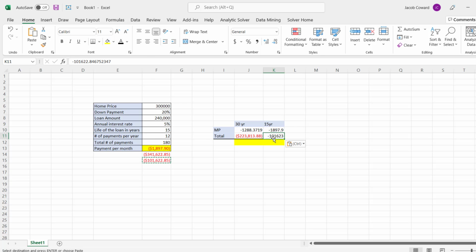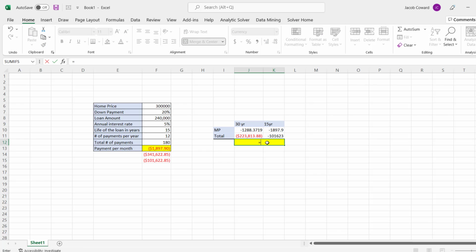Look how much money we're saving in interest, right? So I'm going to go over here and I'm going to add this, subtract this number, and they're both negative, so that's just going to add them together. And we see that if we went with the 15-year over the 30-year loan, we would have saved $122,000. Think what you can buy with $122,000.